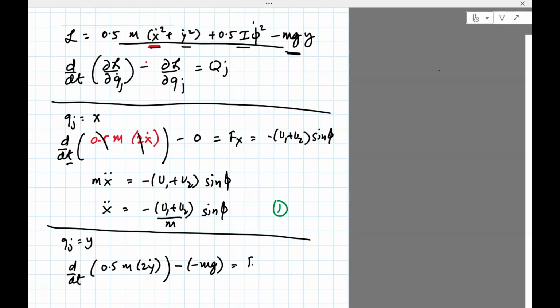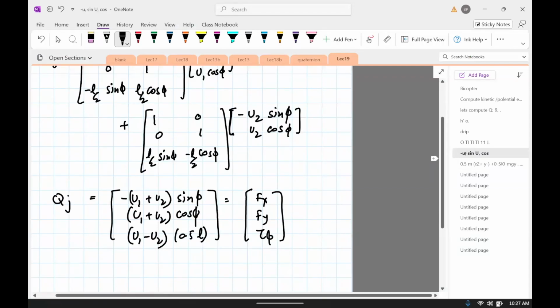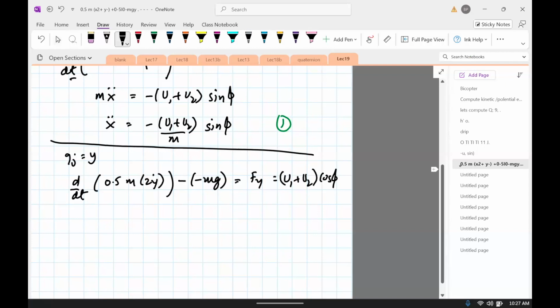So minus mg equals the force in the y direction, which was Fy, which is this thing: u1 plus u2 cosine of phi. So taking the derivative of this, similar to that one, will give us y double dot equals u1 plus u2 divided by m, cosine of phi. This is equation 2.